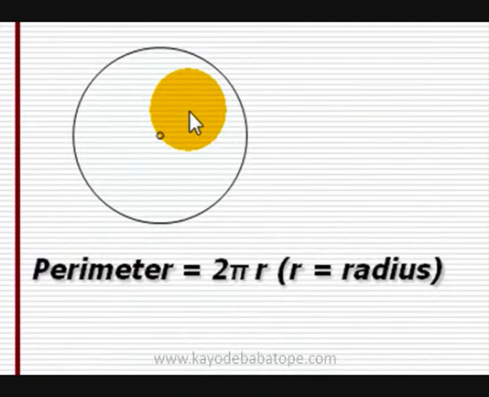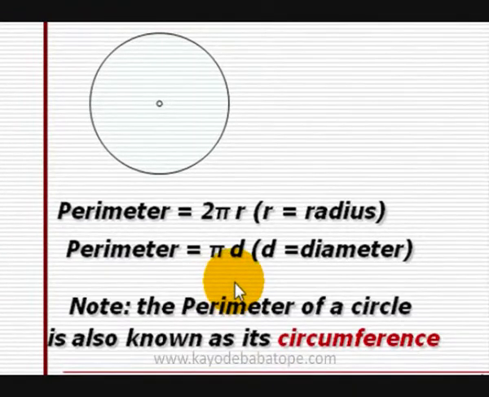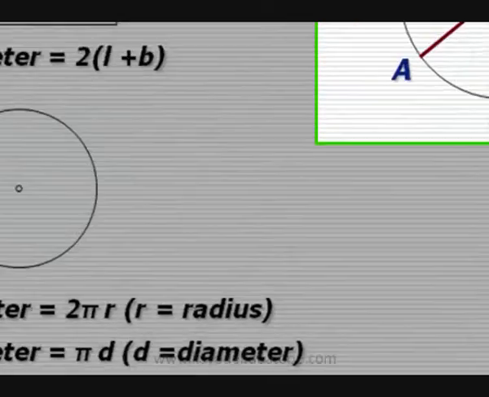This is a circle. The perimeter of a circle of radius r is given by 2 pi r, where r is the radius of the circle. It can also be given as pi d, where d is the diameter of the circle. Note that the diameter of a circle is 2 times the radius. That is, d equals 2r. Also note that the perimeter of a circle is also known as its circumference. So, either you are told to find the circumference of a circle or told to find the perimeter of a circle, they are referring to one and the same thing.